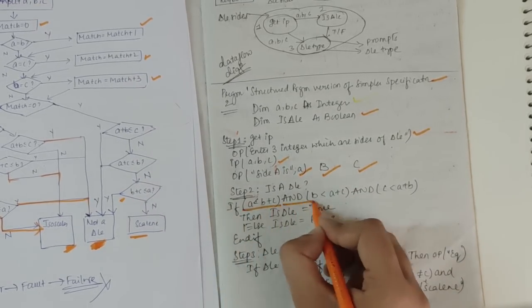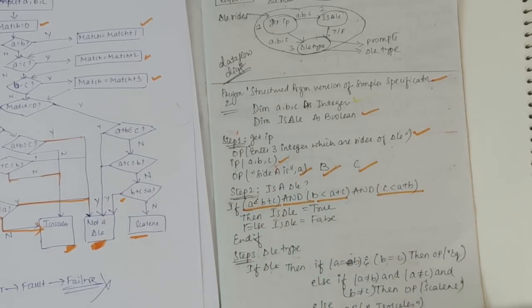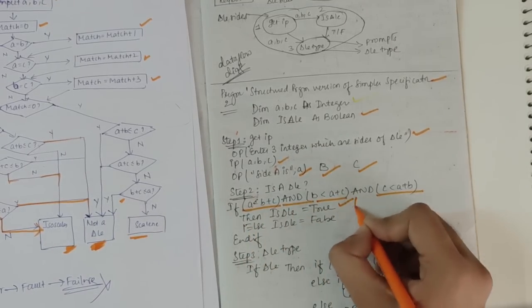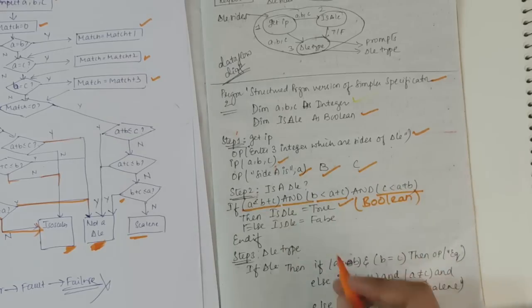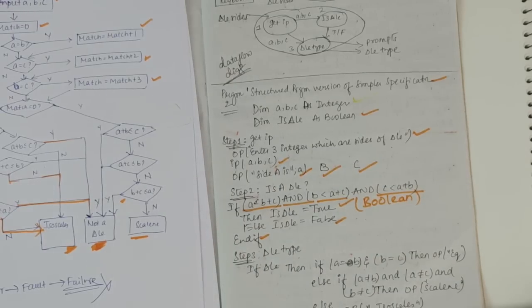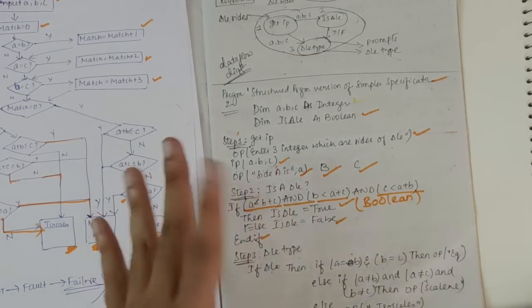That is, we'll write this triangle condition. If A is less than B plus C and B is less than A plus C and C is less than A plus B, if this is satisfied, then we print that is triangle is true. This being a boolean function, it will result in true, else it will be false, and we end the if part. The second step is also done. Now we checked if it is a triangle or not. Now when we get it as a triangle, we will look into what sort of triangle it is.